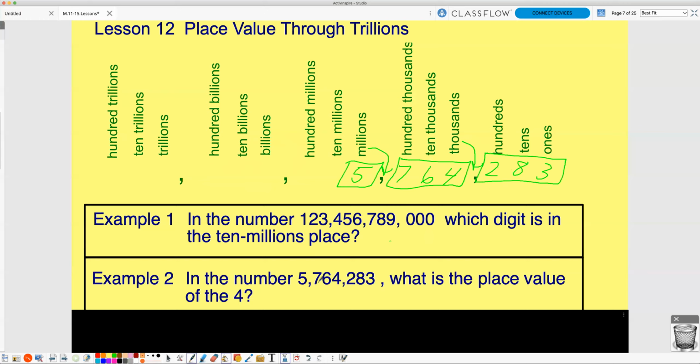764,283. That's the number. 5,764,283. What's the place value of the 4? The 4 is in the thousands place. So that's just the place value. It's 4,000 is the value of it, but the place value itself is just thousands.